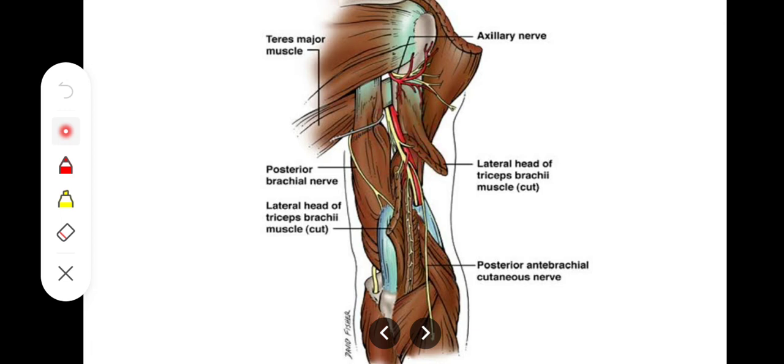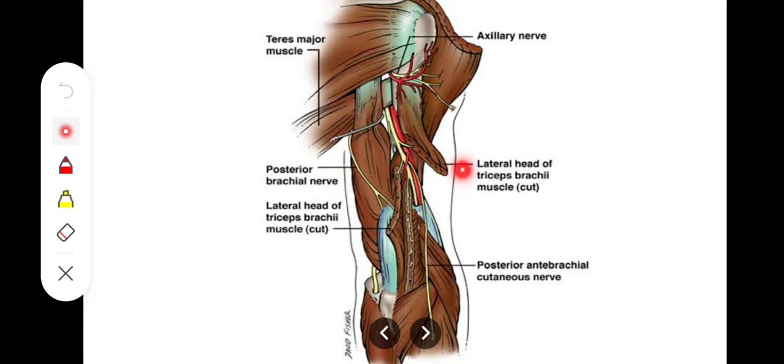So laterally, what lies next to our radial nerve is the axillary nerve and the coracobrachialis muscle, the muscle of the arm region, and medially there will be the axillary vein. So these will be the relations in the axillary region. Anteriorly the third part of axillary artery, posteriorly the subscapularis muscle, latissimus dorsi, and the teres major muscle, laterally the axillary nerve and the coracobrachialis muscle, and medially we have the axillary vein.